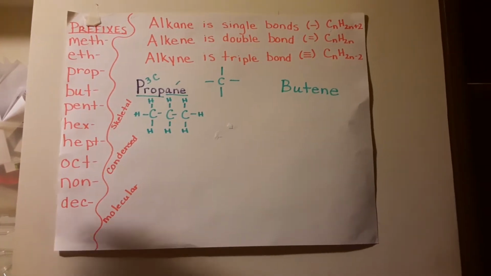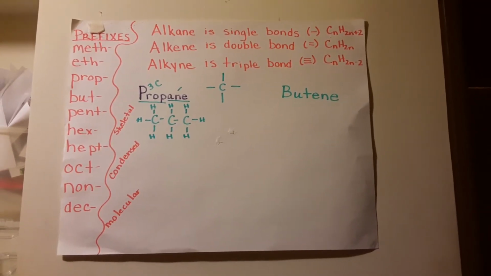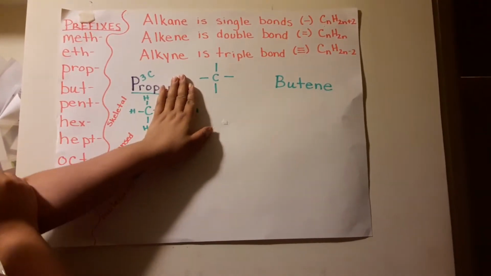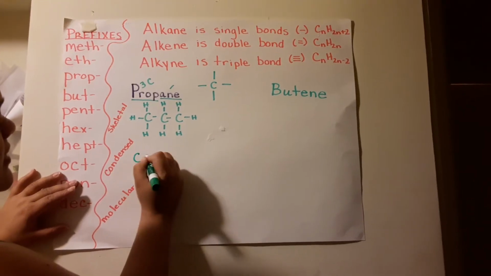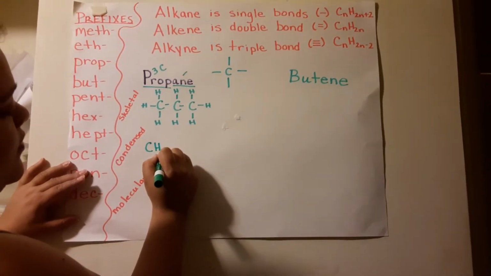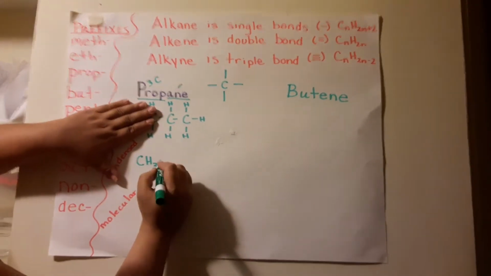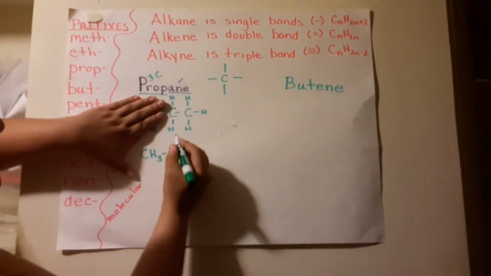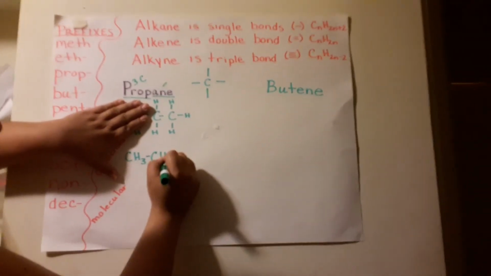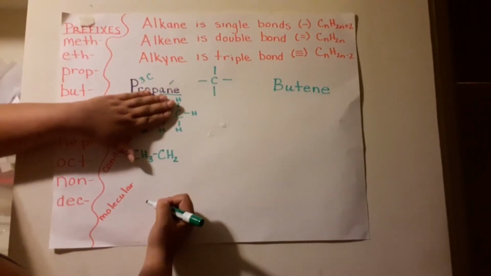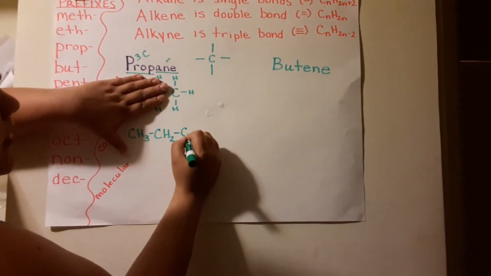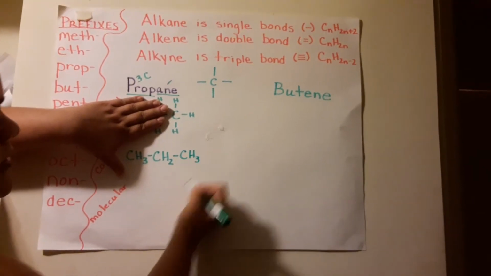Now for our condensed formula, what we would do then is take a look at our first carbon and see that it is attached to 3 hydrogens. So that would be CH3, notating our single bond to our next carbon, which is attached to 2 hydrogens. So that in turn would be CH2. And then our third carbon is attached to 3 hydrogens. So once again, we have our single bond and our carbon with our 3 hydrogens.